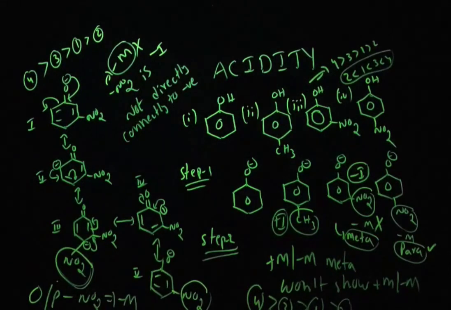This is how you have to approach acidity order questions. First step, you have to remove acidic hydrogen. Second step, you have to identify the stability order of the conjugate base. Important point: if the NO2 group is at the meta position, it won't show the minus M effect. Instead, it will show the minus I effect. The minus I effect is less dominant as compared to the minus M effect.